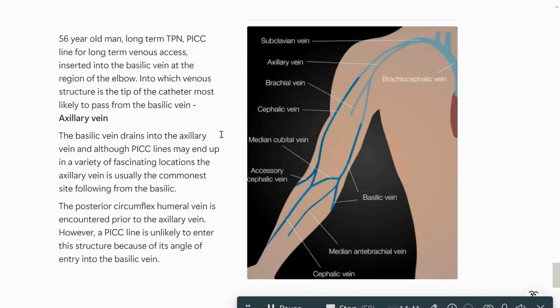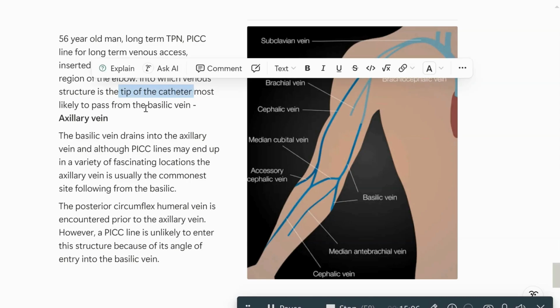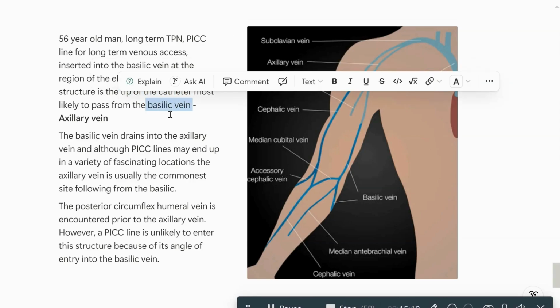A 56-year-old man who is on long-term TPN had a PICC line, which is peripherally inserted central cannula for long-term venous access, and the person states that it is inserted in the basilic vein at the elbow, where it is inserted over here. So into which venous structure is going to be the tip of the catheter? So I have explained this point in the venous section of the upper limb anatomy. You can go there and understand that in detail as well.